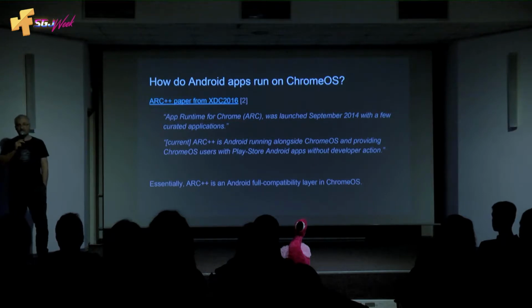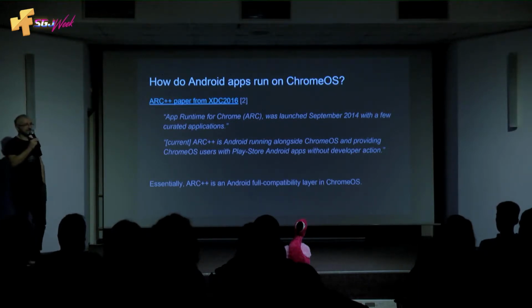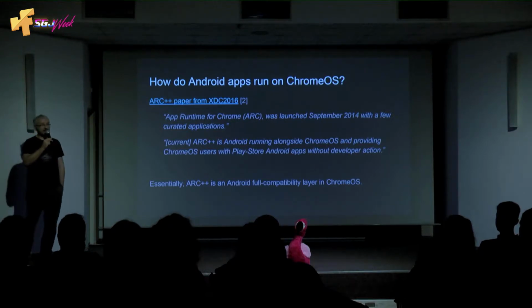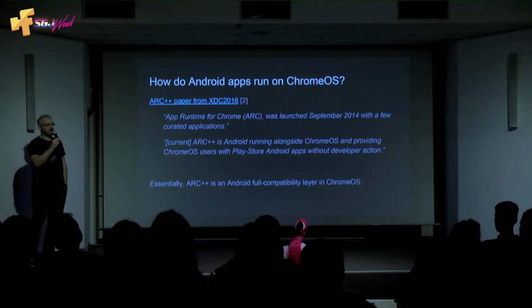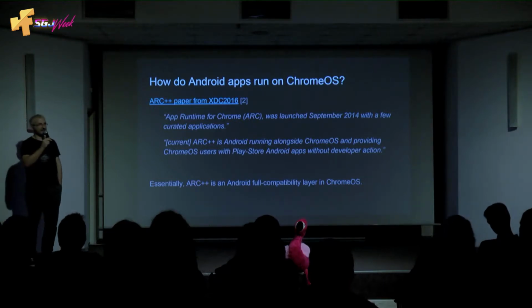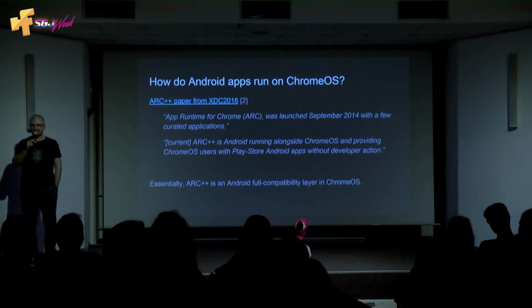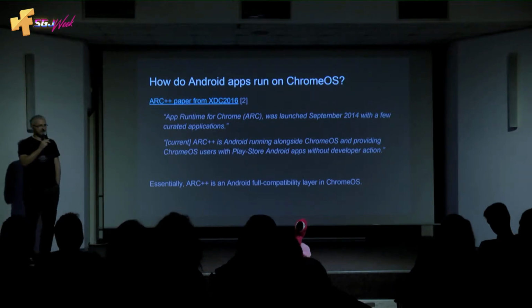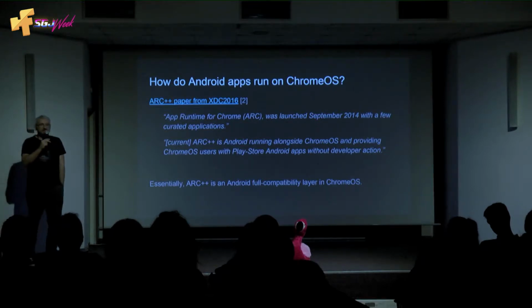So how does Chrome OS actually do that? There is basically a software compatibility layer that goes under the name of ARC, Application Runtime for Chrome. And back in 2016, at an event known as XDC, or X.Org Developer's Conference, there is a very good paper on ARC and how it makes Android applications run on Chrome OS. Actually, this paper is very important and one of the main sources of credible information that I've used throughout to get my results. So basically, ARC is a compatibility layer.